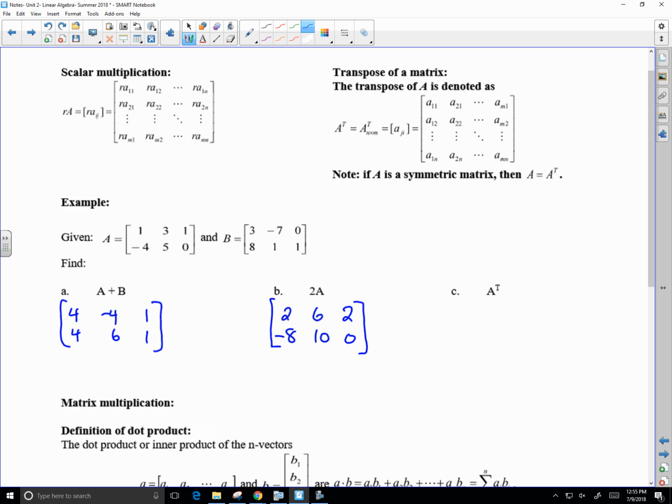Now when we're talking about the transpose of a matrix, matrix A is of a 2 by 3 variety. So the transpose is going to be 3 by 2. Your first row, 1, 3, 1, becomes your first column, 1, 3, 1. Your second row, negative 4, 5, 0, becomes your second column, negative 4, 5, 0.